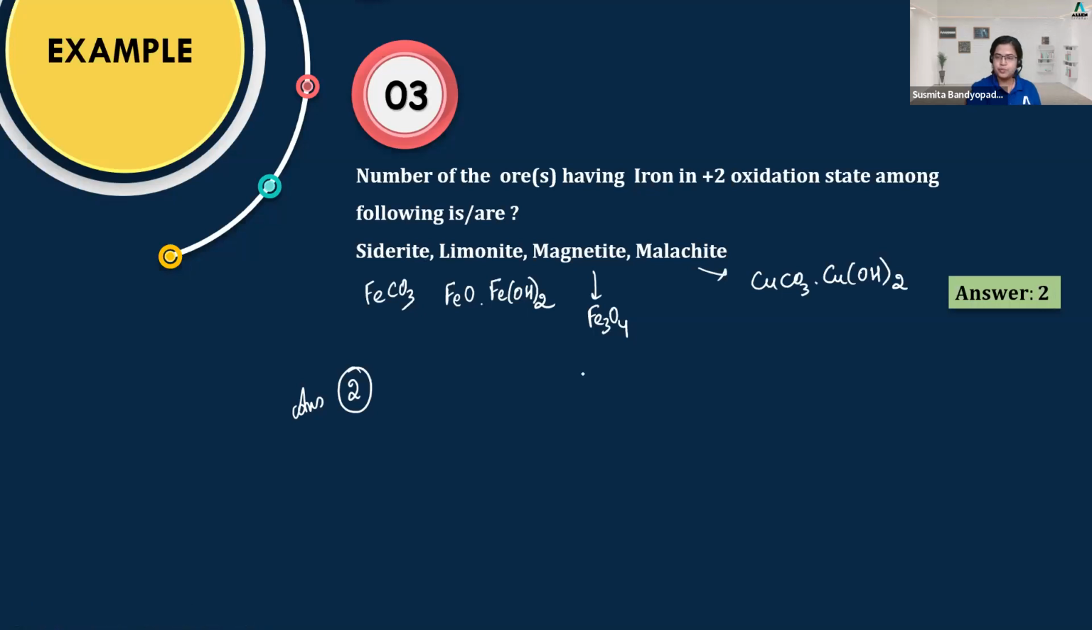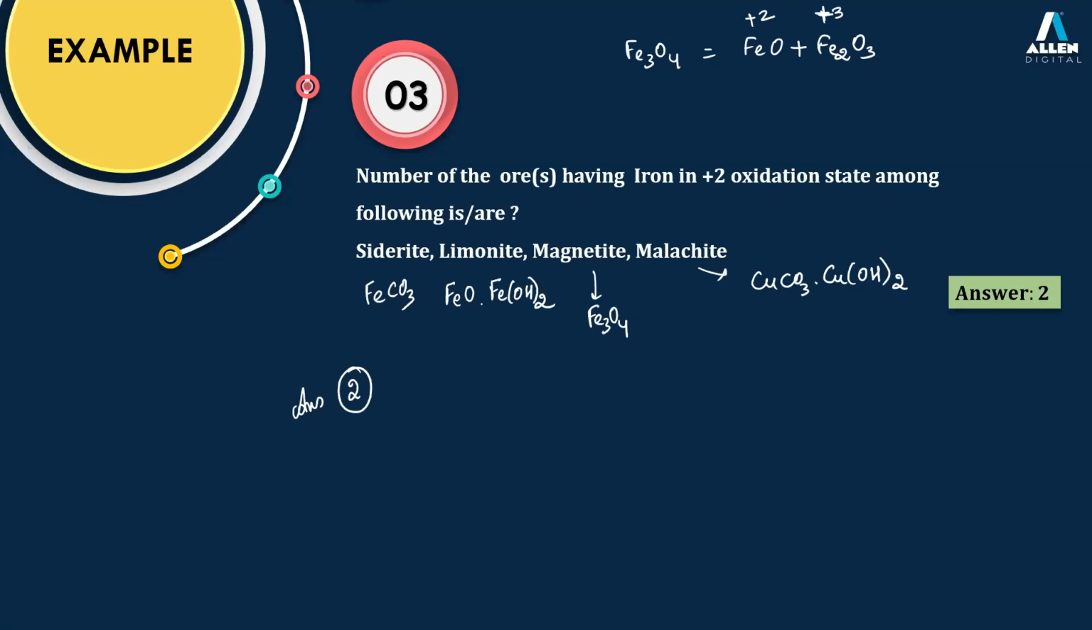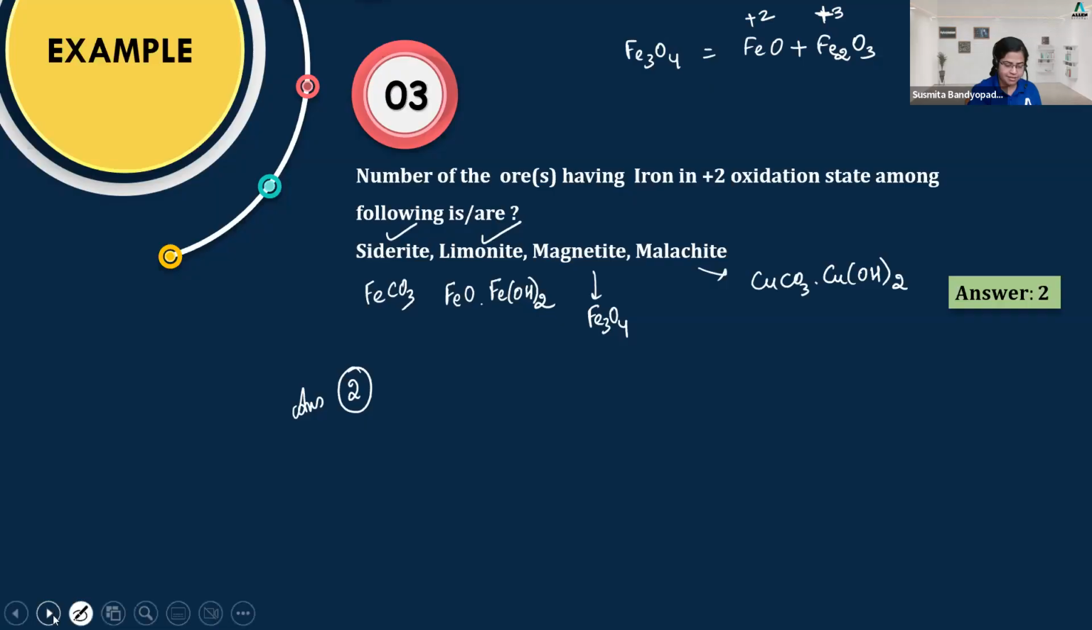The first two are having Fe plus 2 state. Here, what is Fe3O4? It's a mixed oxide consisting of a mixture of FeO plus Fe2O3, where FeO is in the plus 2 state, but in Fe2O3, Fe is in the plus 3 state. True. So you cannot consider this. Only the first two can be considered, and malachite is an ore of copper. All the ores almost will be done.